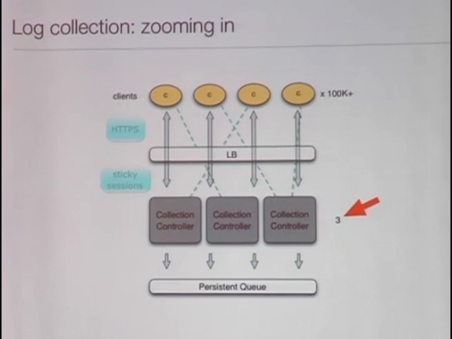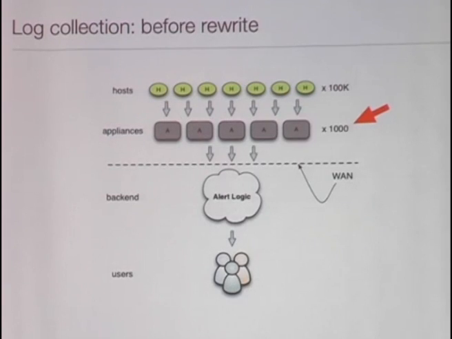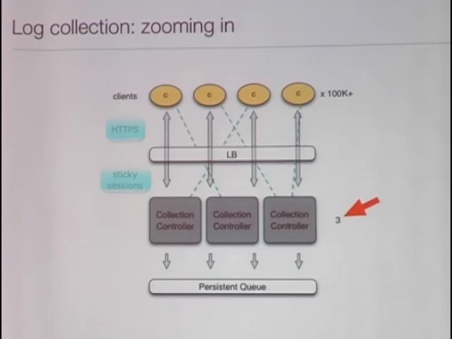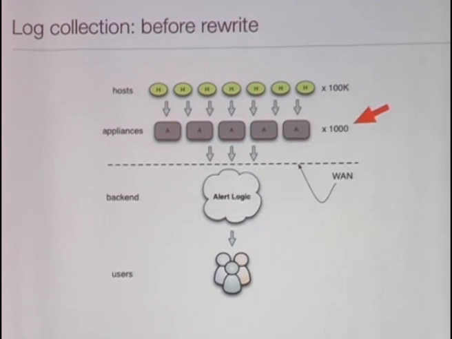If you notice the number 3 next to the collection, it's the actual number that we have today in production. So there are literally 3 four-core virtual machines. And if you look at the original diagram, we had 1,000 appliances. The collector controller function used to run on appliances in the old system. And now we brought it down to 3 collector nodes. The collector controllers are implemented in Erlang. And a similar type of Erlang program used to run on our appliances.